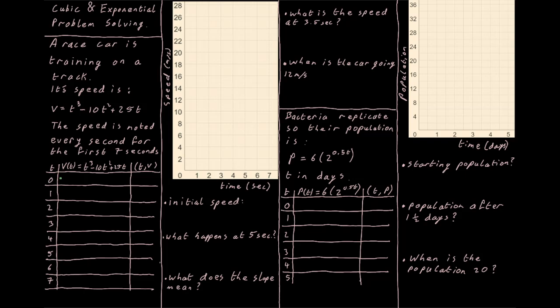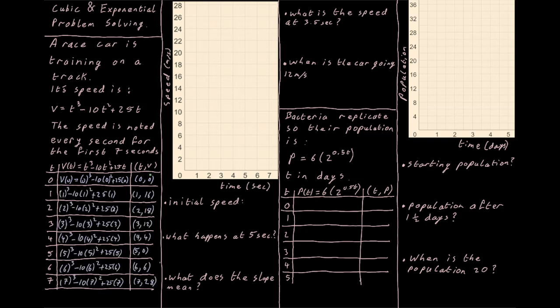So we'd sub in our value for time to begin with. We'd have v of 0, or speed when time is 0. It would be 0 cubed minus 10 times 0 squared plus 25 times 0. All of them are multiplied by 0, so that's just 0. So at time 0, the speed is 0. And we'd fill in the rest of the table.